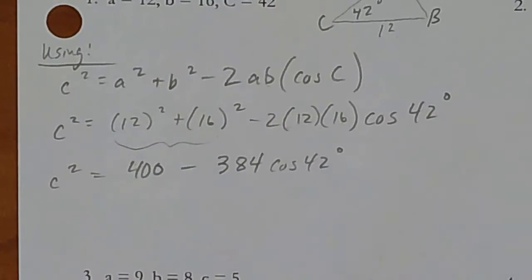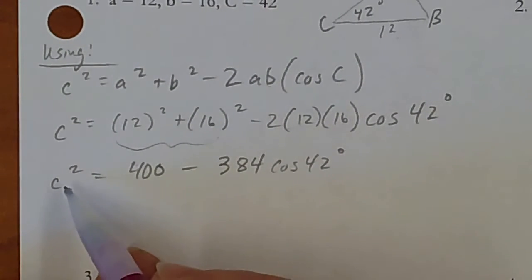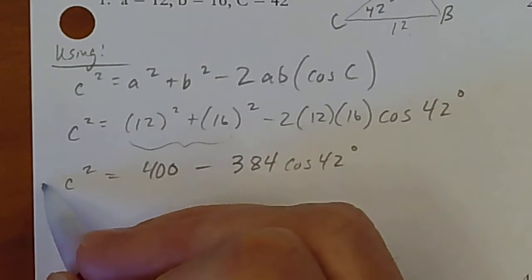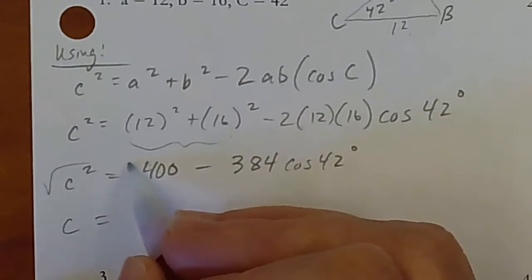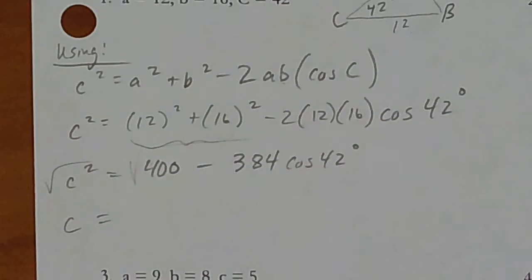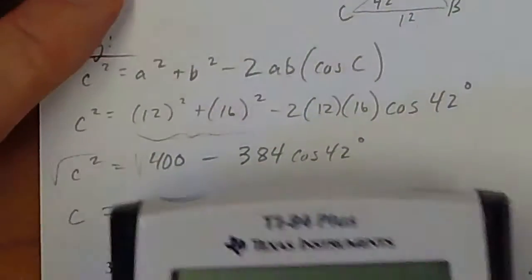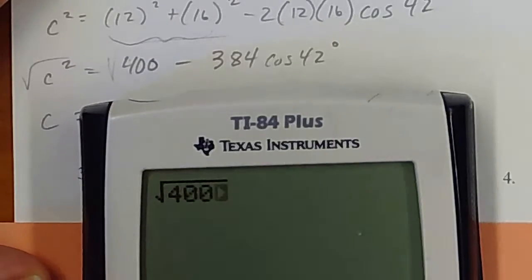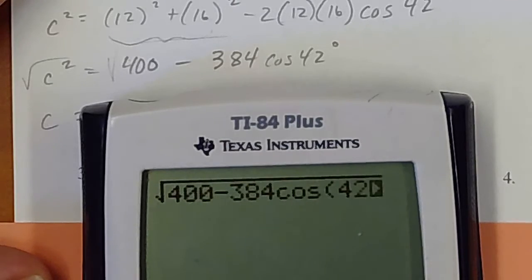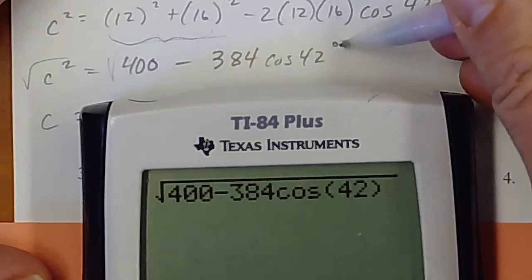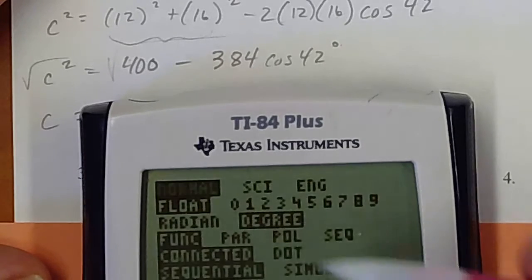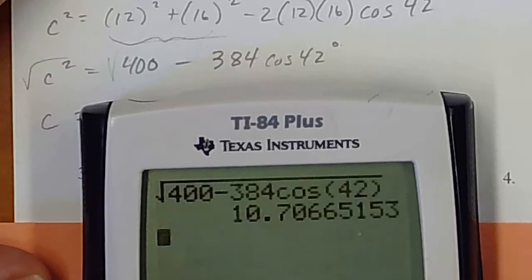Okay. Basically, in the end, we could keep going and get a number, and then we finally got to take the square root. But now I've made it a little more manageable, so I'm going to go ahead and take the square root of both sides to get C, and I'm going to take the square root of this too. All right, so just punch it in like this. Square root 400 minus 384 times cosine of 42 degrees, not radians. 42 degrees, right? So I got to double check to make sure I'm still in degrees mode. I am.